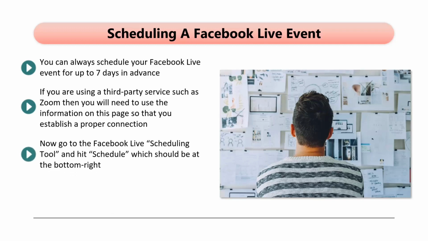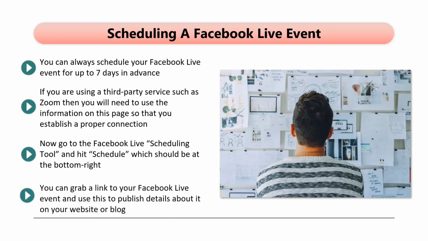Now go to the Facebook Live scheduling tool and hit Schedule, which should be at the bottom right. You'll see a preview of your event here, and you can add an image. This is a good idea, as well as configure the date and time of your event. Apart from giving you more time to promote your Facebook Live event, scheduling will create a lobby where people that join your event 3 minutes before it starts can interact with each other.